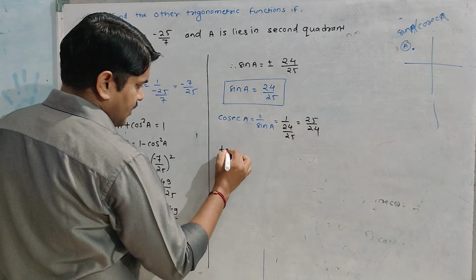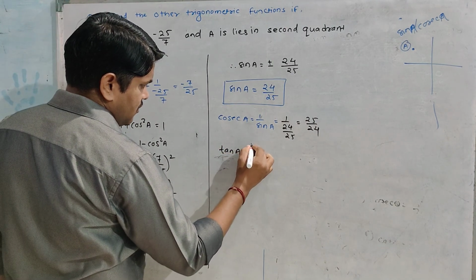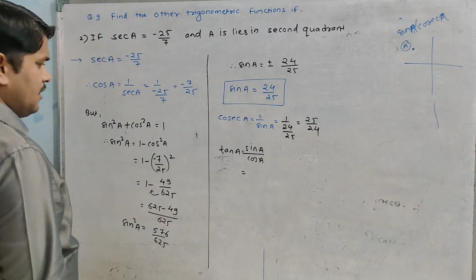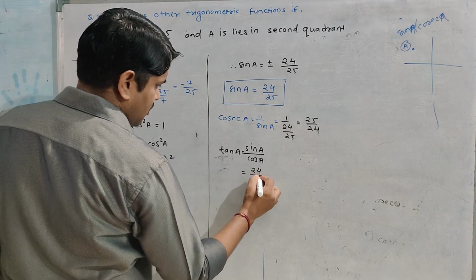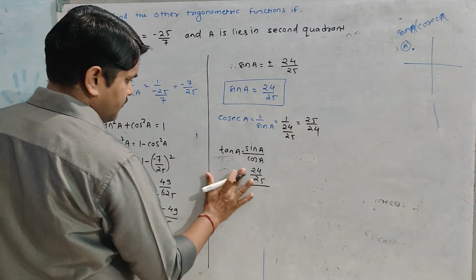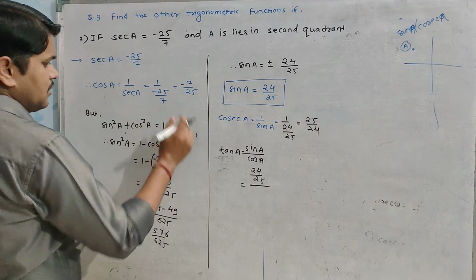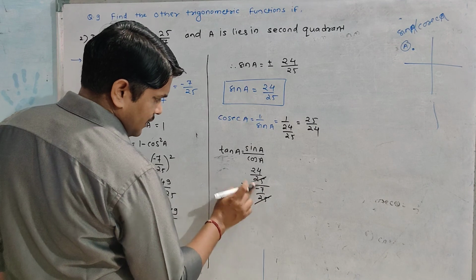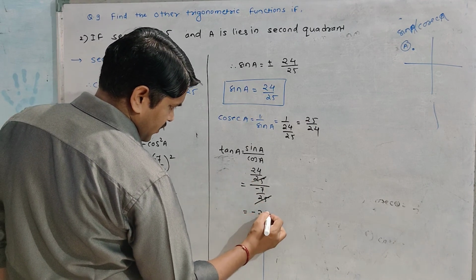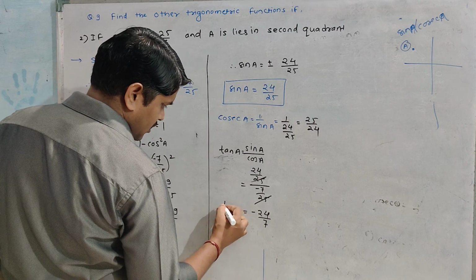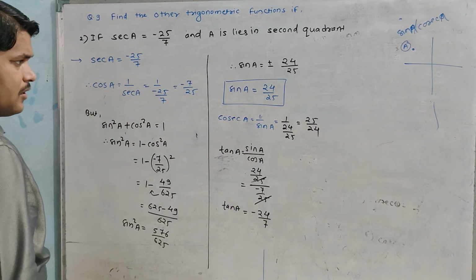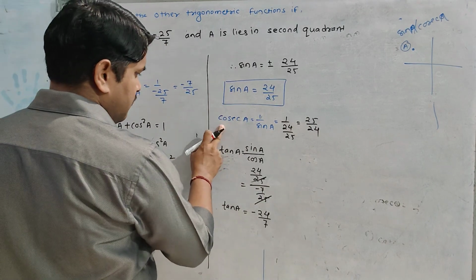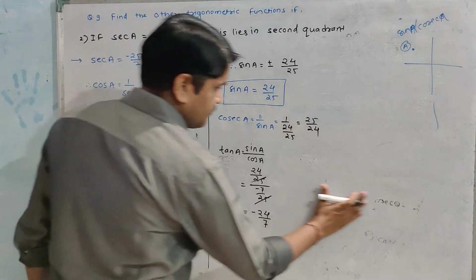Next one, tan A. Tan A is sin A upon cos A. Sin A is 24 upon 25, divided by cos A, which is minus 7 upon 25. So this 25 gets cancelled, and the minus is shifted to the numerator. So minus 24 upon 7. This is our tan A. So we have sec, cos, sin, cosec and tan, and now we get cot A.